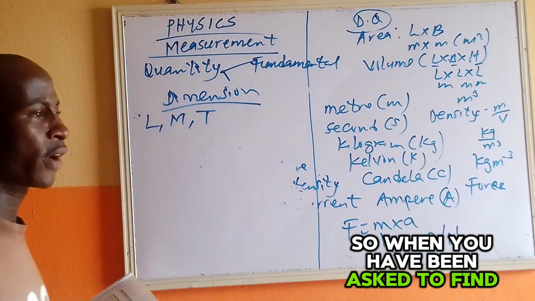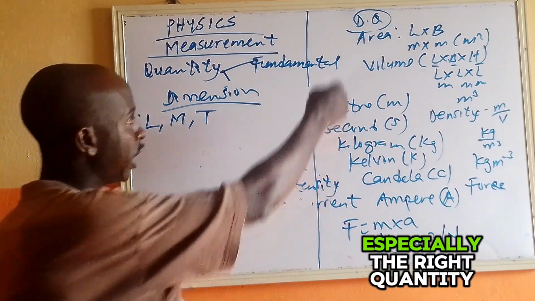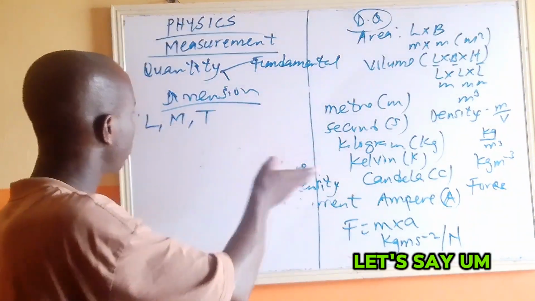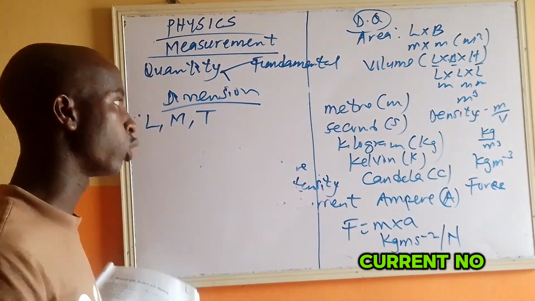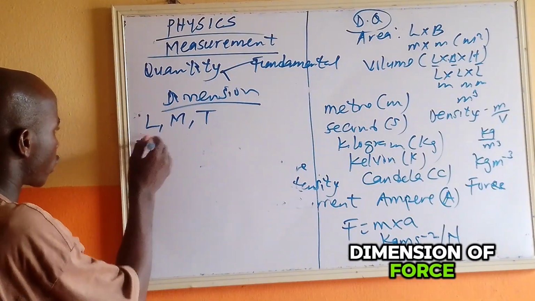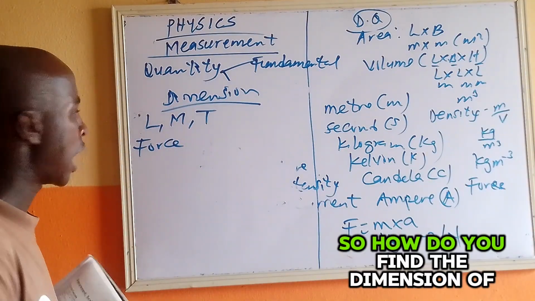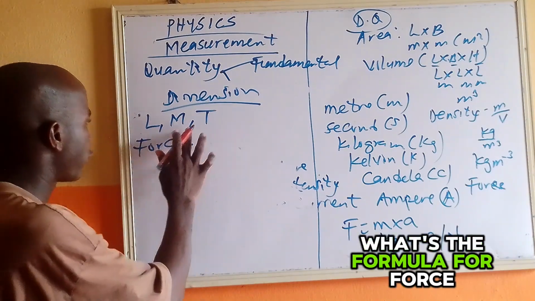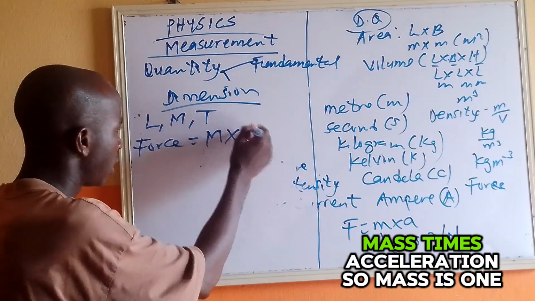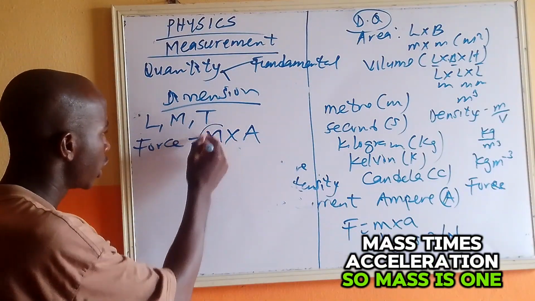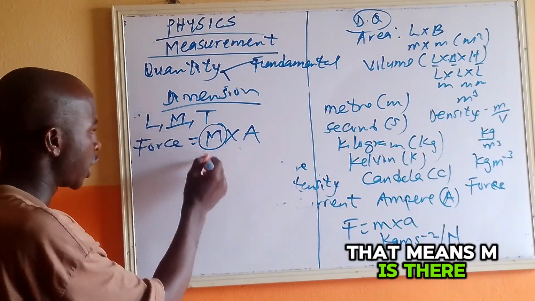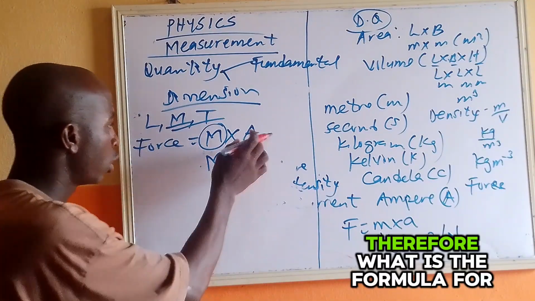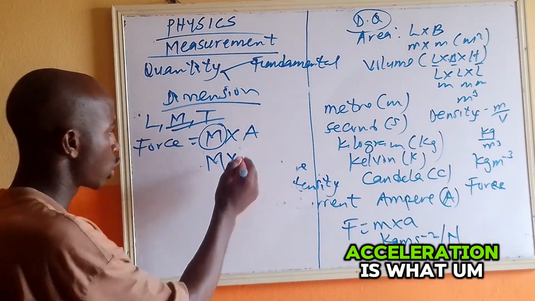So when you are asked to find the dimension of something, especially a derived quantity, they cannot ask you to find the dimension for, let's say, length, or mass, or electric current. No. You'll be asked to find the dimension of force. So how do you find the dimension of force? All you need is to know the formula for force. What is the formula for force? Mass times acceleration. So mass is one of the dimensions, that means M is there, times acceleration, which is not in the dimension. Therefore, what is the formula for acceleration? Acceleration is what?